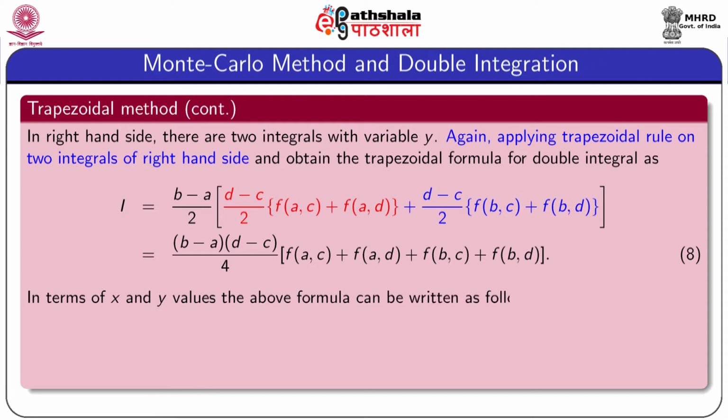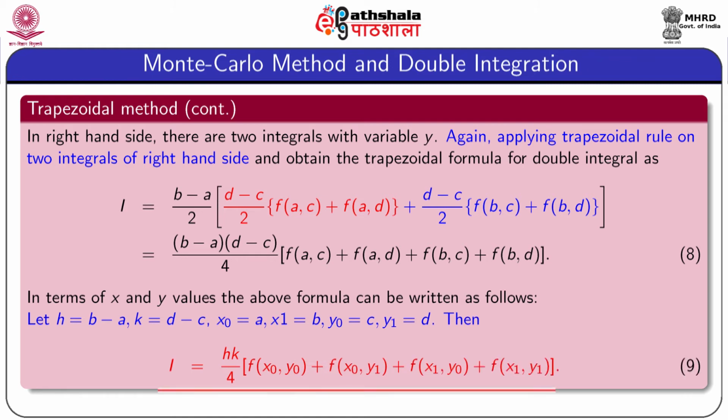In terms of x and y, this integration can be written in this form: I equals hk by 4 into f of x0 y0 plus f of x0 y1 plus f of x1 y0 plus f of x1 y1, where h is nothing but b minus a, that means the length of the interval on x, k equals d minus c, this is the length of the interval on y, x0 is taken as a, x1 is b, y0 equals c, y1 equals d.